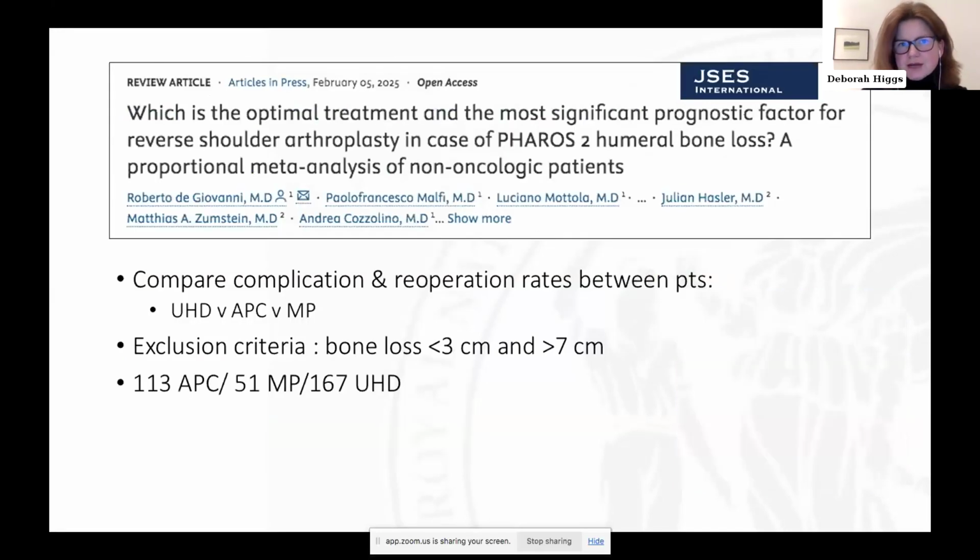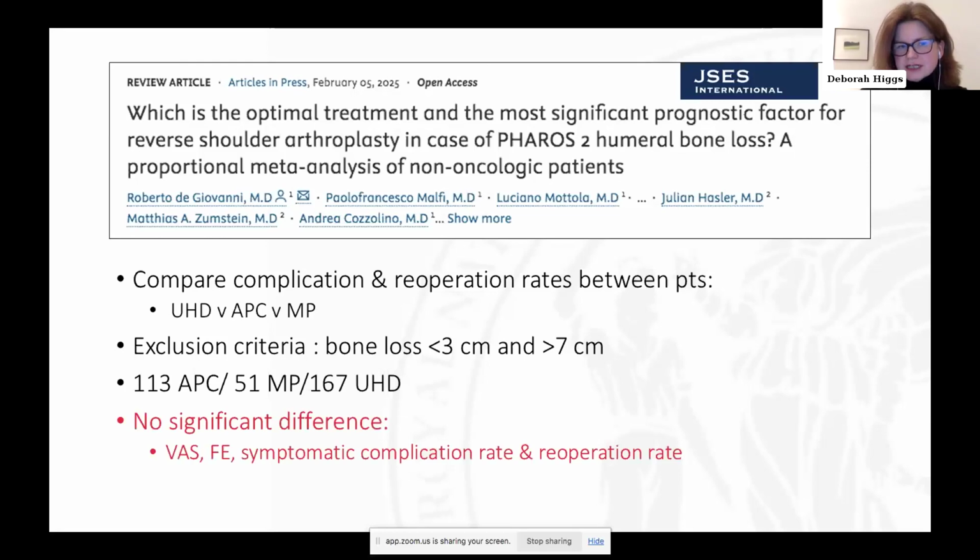When you're looking to directly compare the various treatment options, this is a paper which was published literally last month, looking specifically at humeral bone loss in the Ferrous 2 group, so that's in the metaphyseal diaphyseal area. The purpose of the study was to compare the complication and reoperation rates between patients where they had an unaddressed humeral defect versus those who'd had an APC versus those that had had a megaprosthesis. Exclusion criteria was bone loss less than 3 centimeters or more than 7.